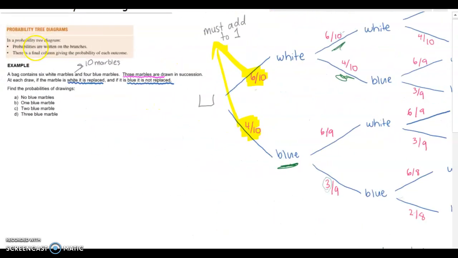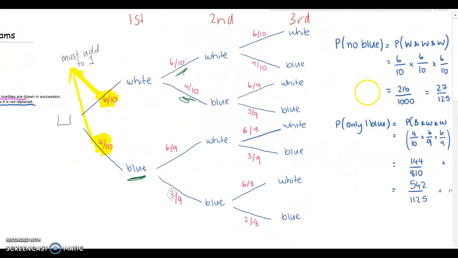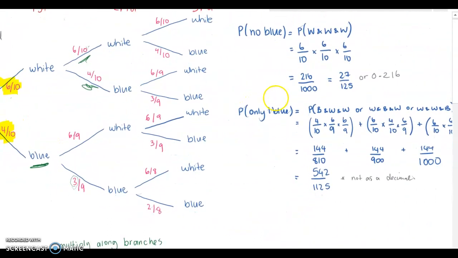Now let's look back at our questions. Now we've got our tree drawn. The first question says, find the probability of drawing no blue marbles. Okay, so if we're drawing no blue marbles, then we're drawing a white, and a white.